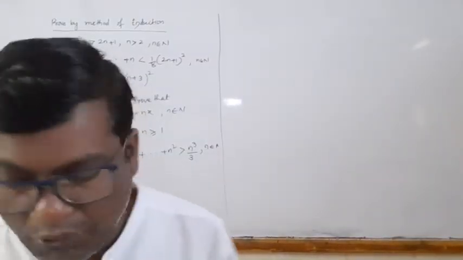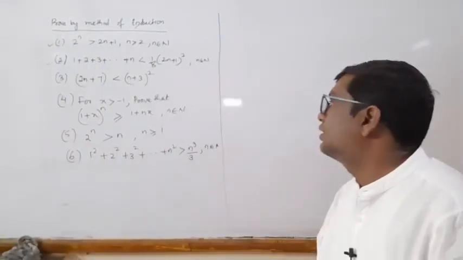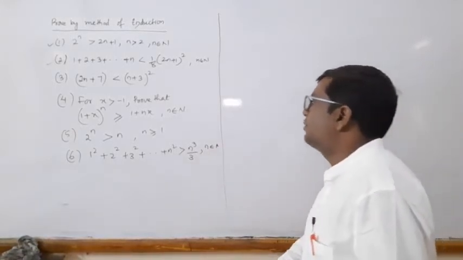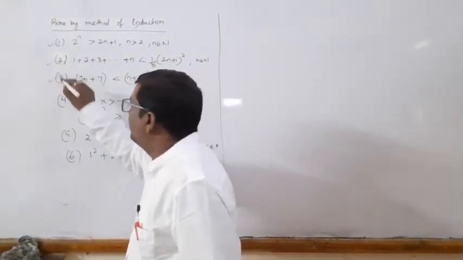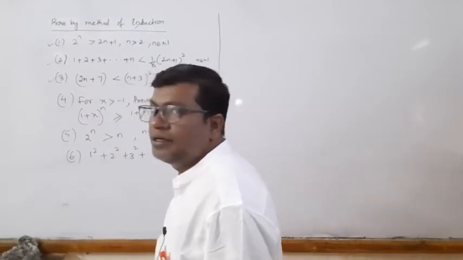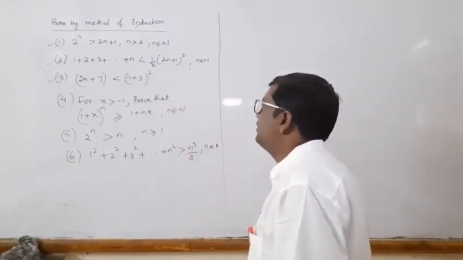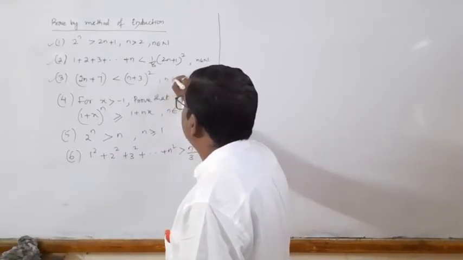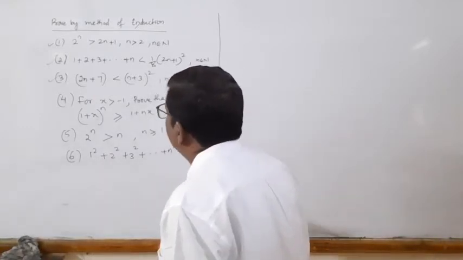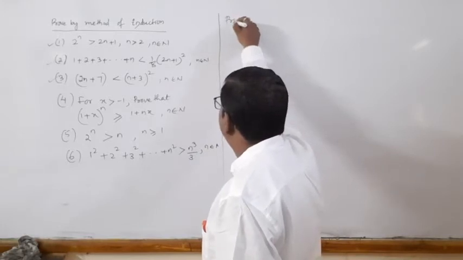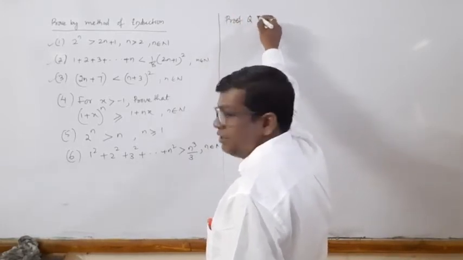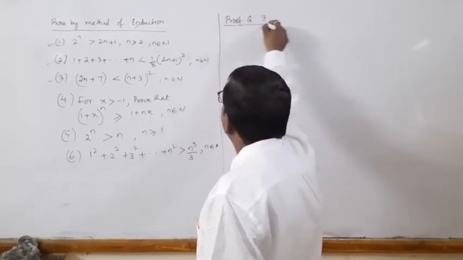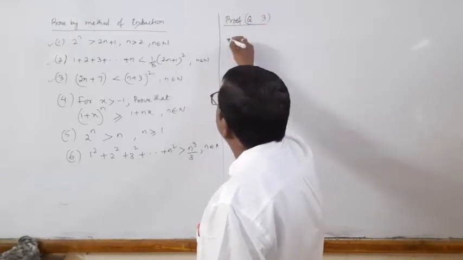Now proof of question number 3. 2n plus 7 less than n plus 3 whole square, for all n belongs to N. Okay, so proof of question number 3.